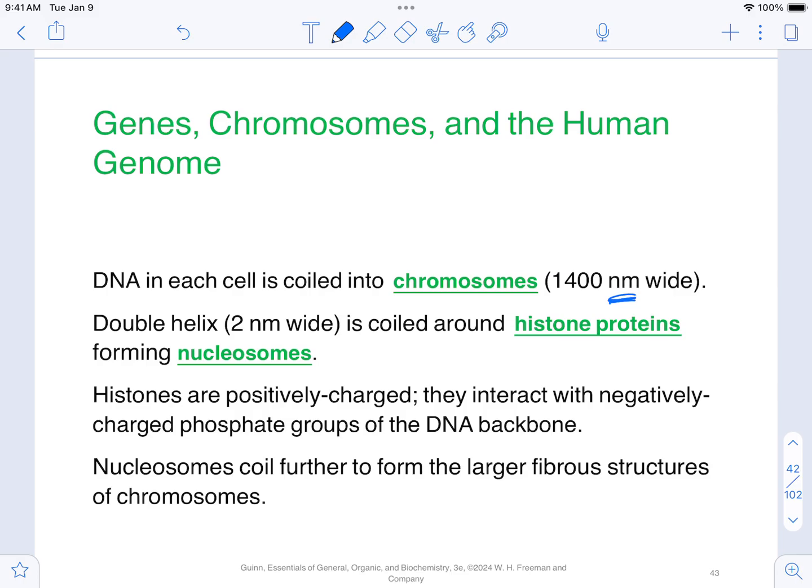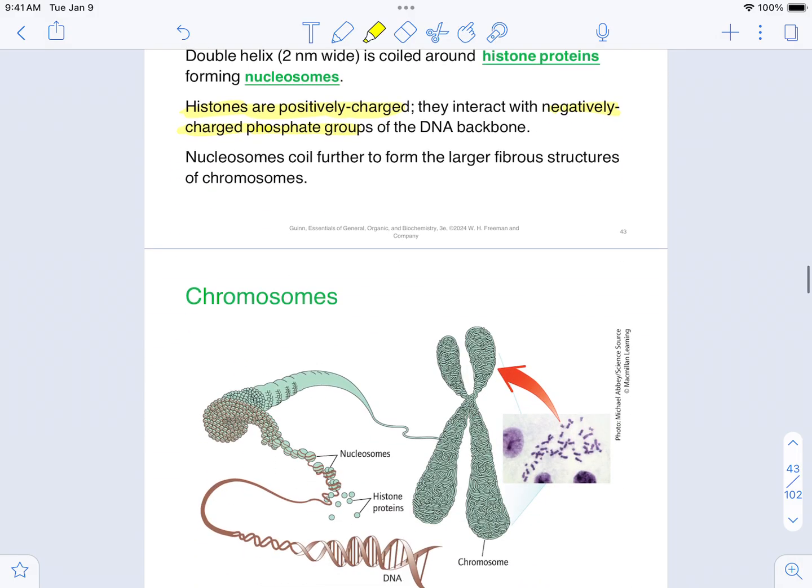And this double helix is coiled around histone proteins. And these histone proteins form what's called a nucleosome. These histones are positively charged, so they're going to want to interact with something negatively charged, and luckily the phosphate groups are negatively charged. Once you get these nucleosomes, they will coil even further to form larger fiber structures of chromosomes. So we will see all of that right here.